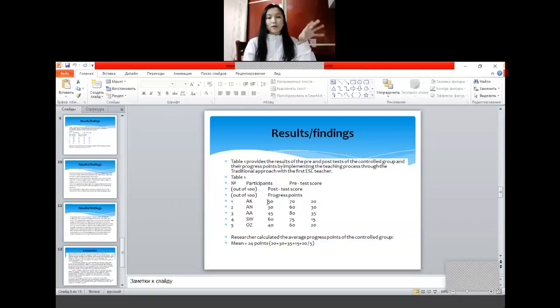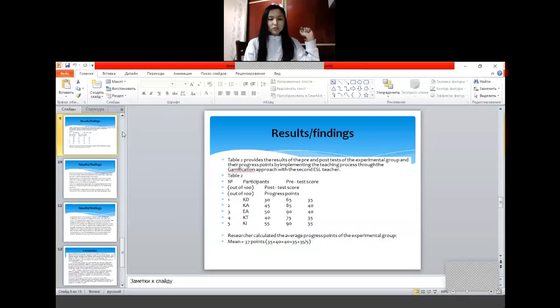This is table 1, which provides the results of the control group. So the average progress point is 24. In table 2, you can see the results of the experimental group where the gamification approach was used, and the mean general progress point of the whole group is 37. It's much higher than the traditional group, the control group, where a traditional approach was used.